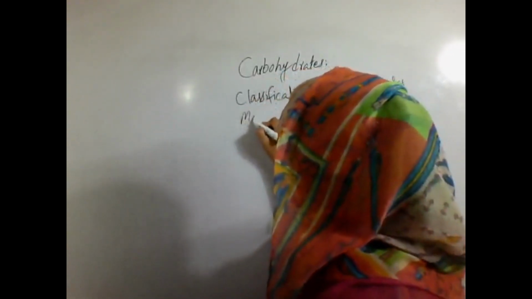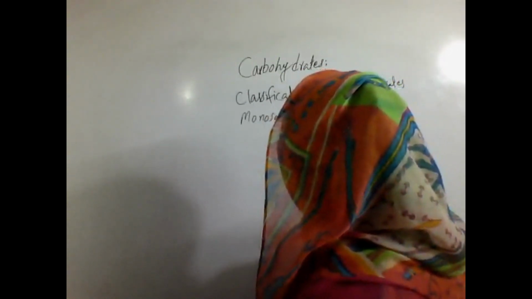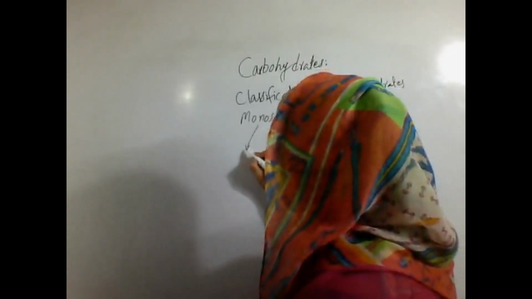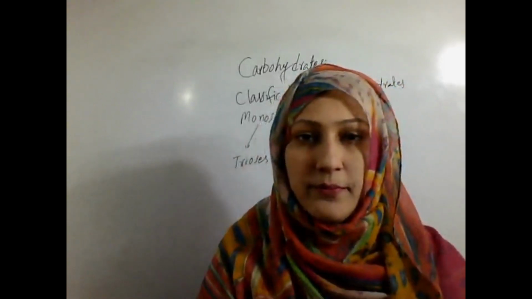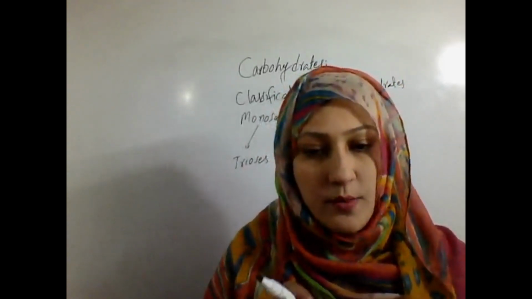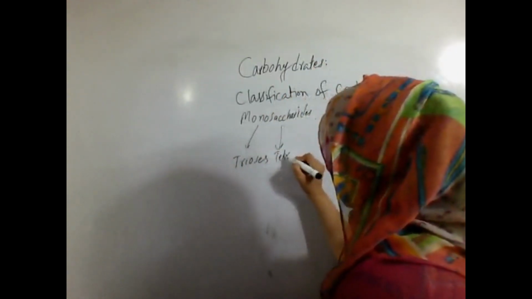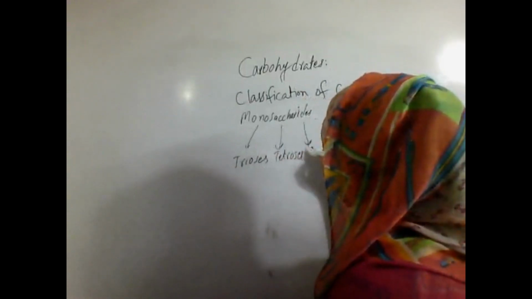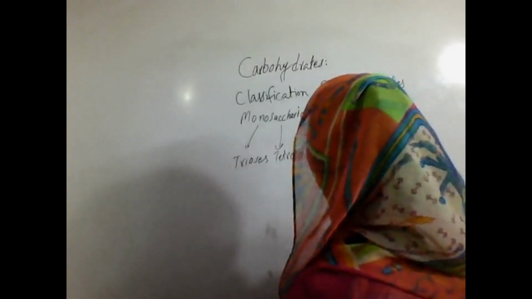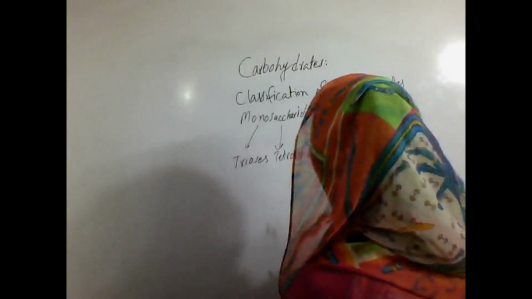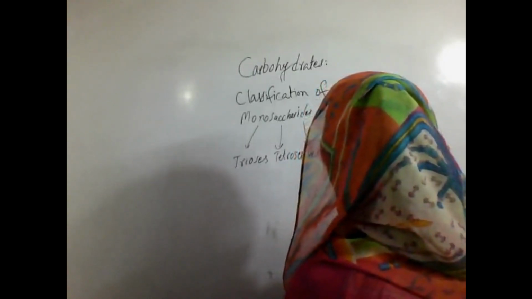Monosaccharides are subdivided depending upon the carbon number in them. They are subclassified into trioses, tetroses, pentoses, hexoses, heptoses, and so on.